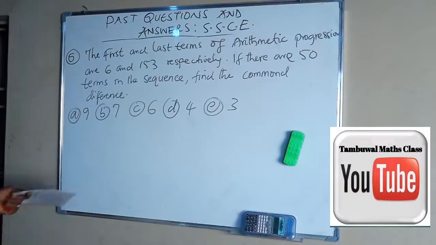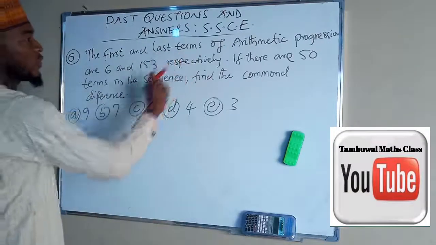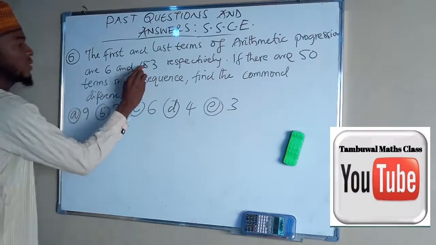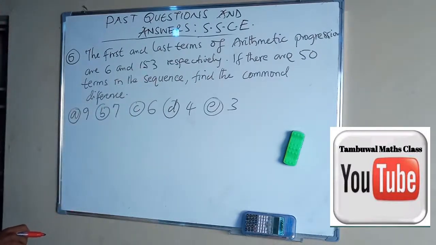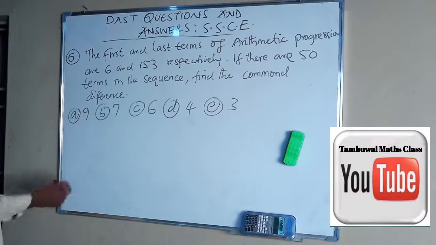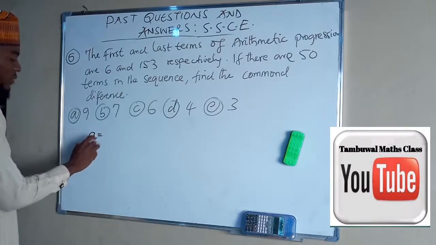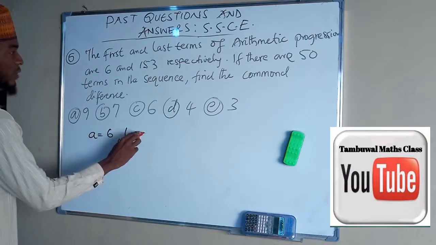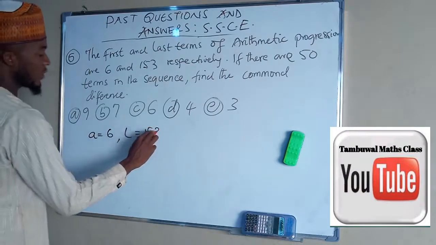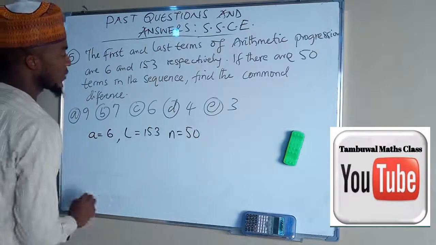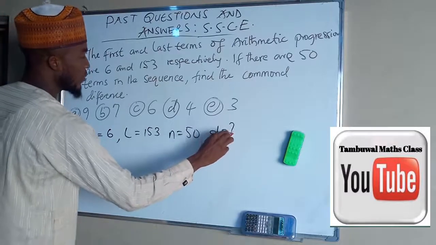Question number 6. The first and the last terms of an arithmetic progression are 6 and 153 respectively. If there are 50 terms in the sequence, find the common difference. And these are the options given to us. Now, the first term is A, which is 6. L, the last term, is 153. N equals 50, and D is unknown, which is what we are asked to find.